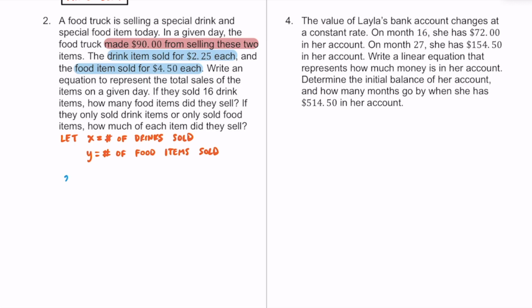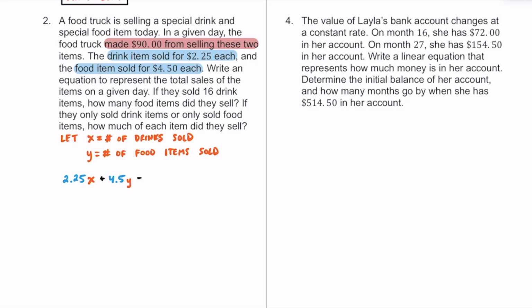All right, now let's go ahead and write our equation in standard form. So for the drinks, we're selling them for $2.25. How much money are we going to be making off those? Well, it's going to be $2.25 times how many of those drinks we sell, plus what? We're selling these food items, so those are going to be $4.50 each. I'm just going to write 4.5 here. That's going to be multiplied by how many of these food items are sold, so multiplied by y.